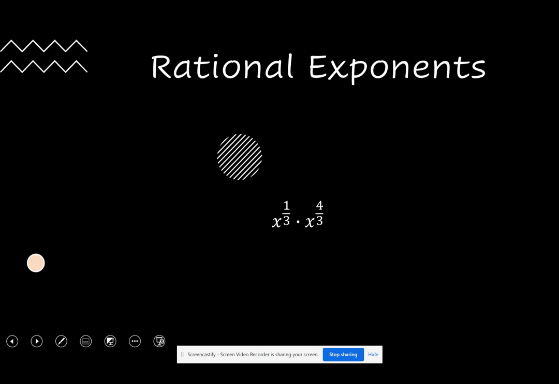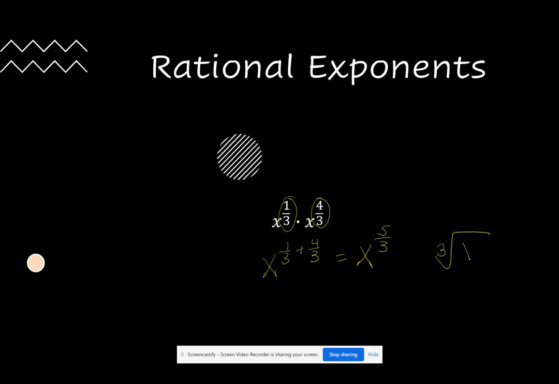So with those, we are going to see some operations. So we can use exponent rules to help us simplify these down and then rewrite it as our radical expression. So for example, when you're multiplying, when you have the same variables, you add your exponents. So we have x to the 1/3 plus 4 over 3, which is x to the 5 over 3. And then to rewrite it as a radical, it's the cube root of x to the 5th.